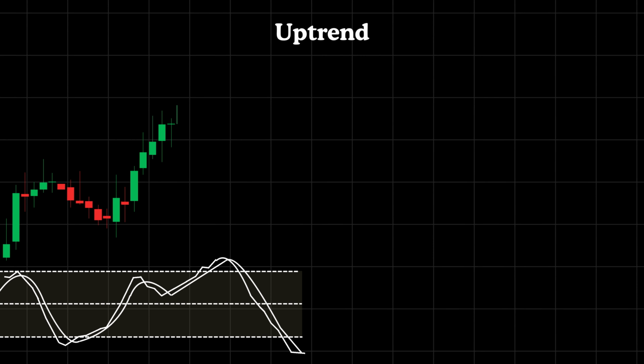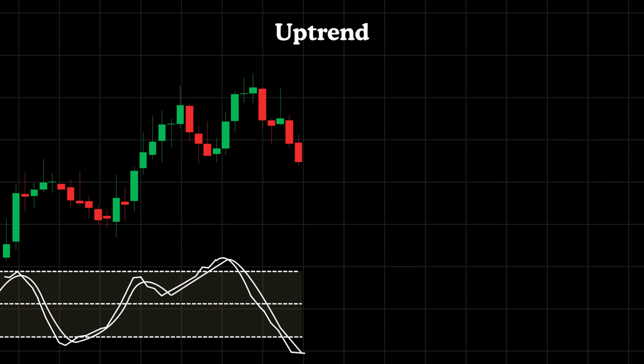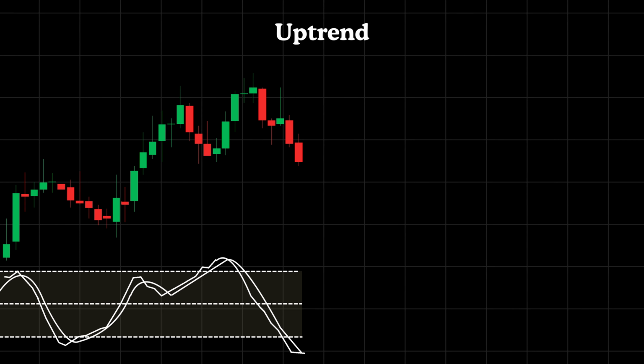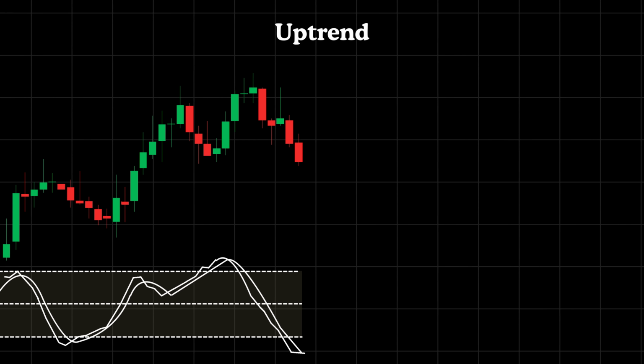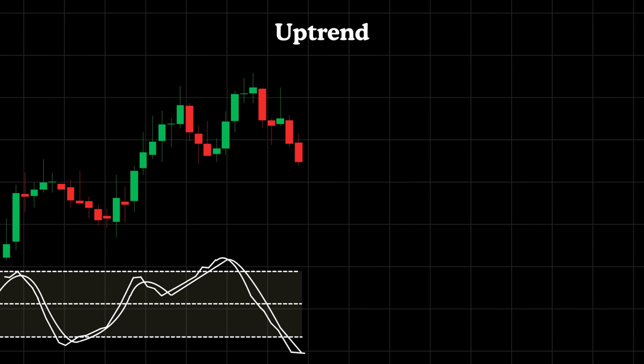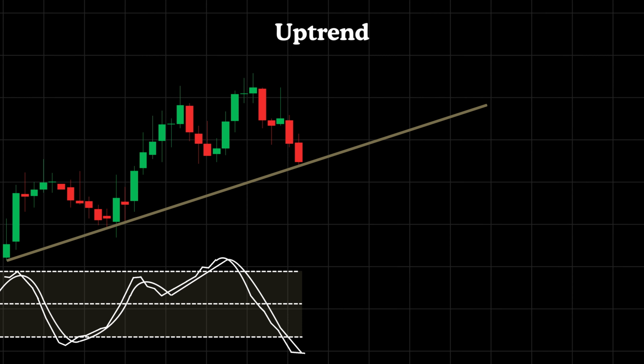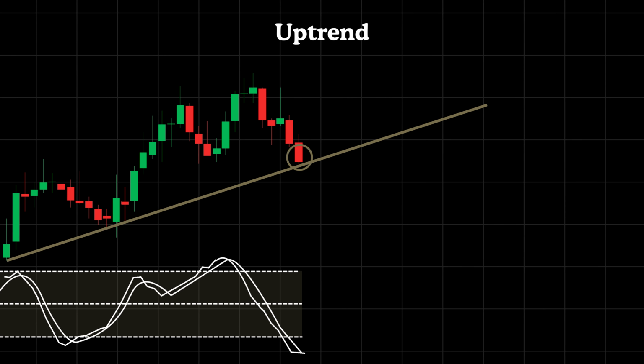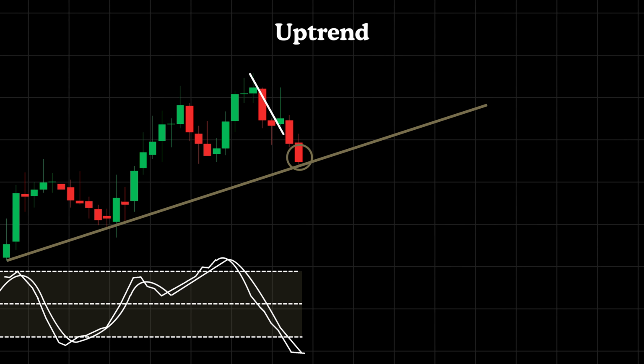Another effective tool to strengthen the continuation pattern signal is the stochastics indicator. Here's how to apply the strategy. In this example, we identify an uptrend, so we place our trend line beneath the rising price action. As we watch the current movement, we spot a continuation pattern forming as price reacts to the trend line.